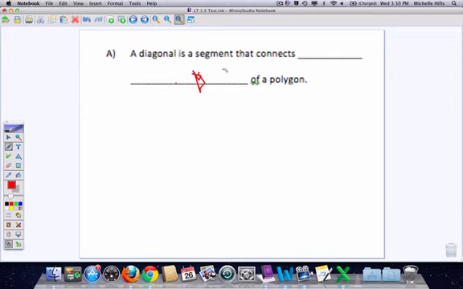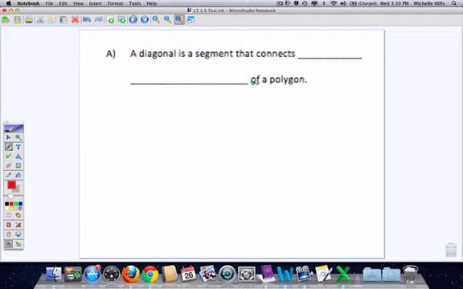A diagonal is a segment that connects, oops, wow. I do not know why this thing's going all insane. We'll have to see if I can get this to work. If not, then I will have to figure something else out.